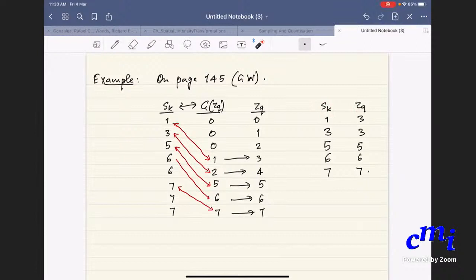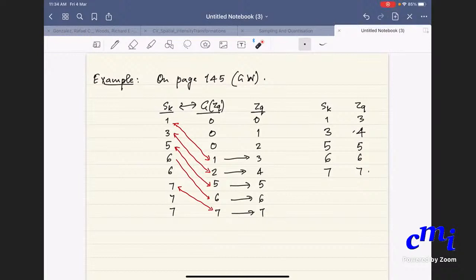Ma'am, how does 3 correspond to 3? Sorry, 4, not 3. 3 corresponds to 2 here, and that corresponds to 4. So that is that correspondence. Thank you.